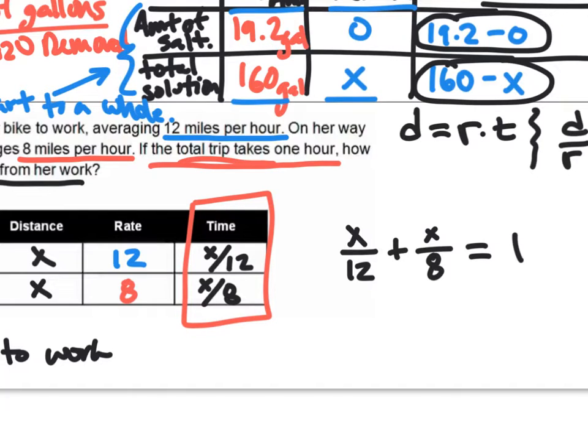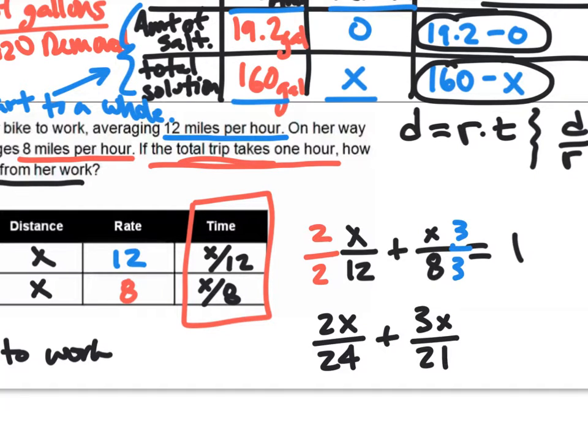Now, if we add fractions together, we've got to come up with a common denominator. The common denominator is going to be 24. So I need to multiply the top and bottom over here by 2 and 3. 2 times 12 gives me 24. 3 times what gives me 24? That's going to be 3. So multiply the top and bottom by 3. As a result, I get 2x over 24 plus 3x over 24 is equal to 1.